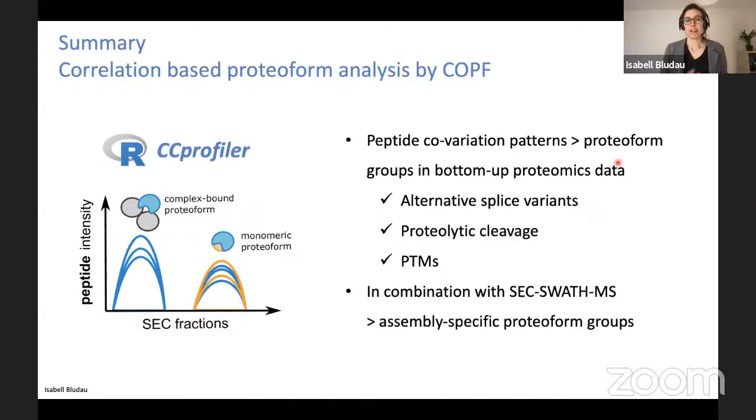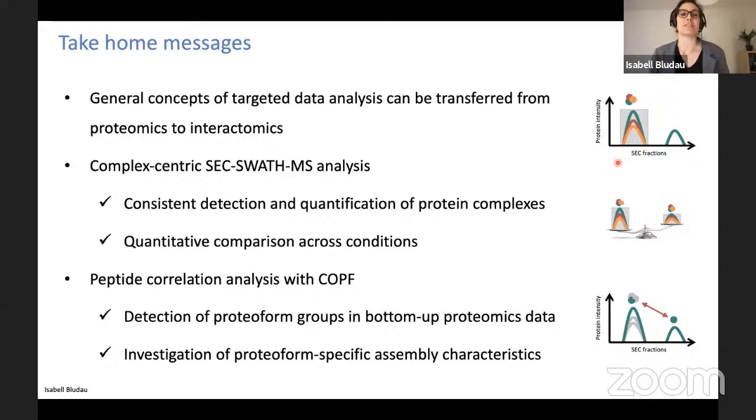Basically, I hope I could show you that correlation-based proteoform analysis by COPF can use covariation patterns to assign proteoform groups in bottom-up proteomics data, and it can detect proteoforms derived by alternative splicing, proteolytic cleavage, or indirectly even by PTMs. And in combination with SAGA, this actually allows for the first time to systematically assess relationships between proteoform groups and complex assembly. And with this, I get to the main take-home messages from my presentation.